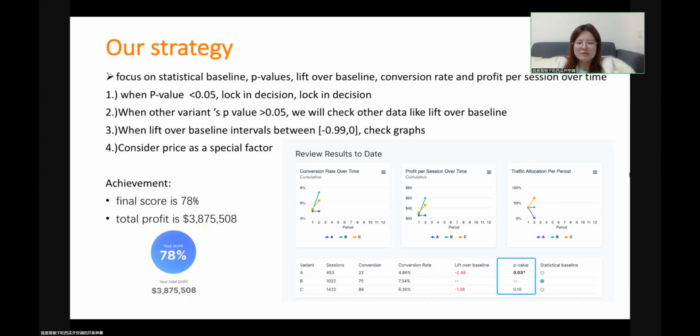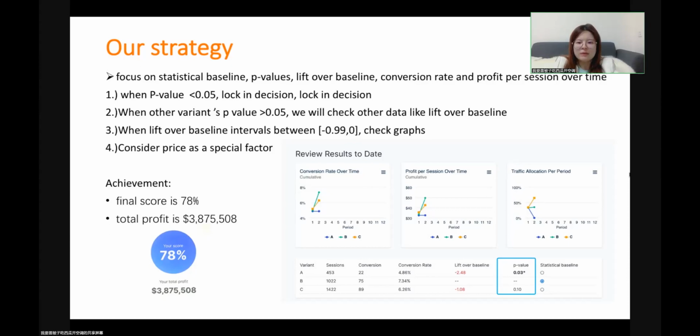When another variant's p-value is larger than 5%, we check the other data, the leftover baseline. If the number is much lower than variant A's, which means we still need to allocate all our traffic to variant A because it will still bring us the maximum profit, we just want to lock in the decision this round.